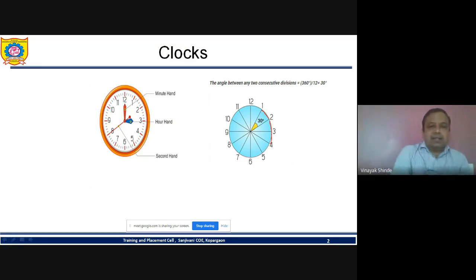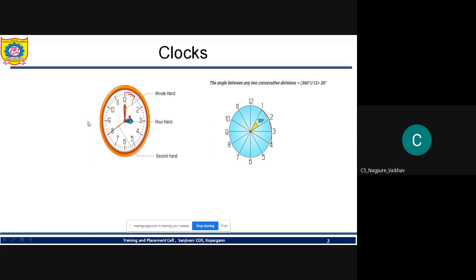Okay. So in a clock, there is a minute hand, hour hand, and second hand. These are the three hands of the clock, and there are 12 spaces, 1, 2, 3, 4, up to 12. And in each hour, we have 5 spaces, right? Am I audible to all of you? Yes, sir. Okay.